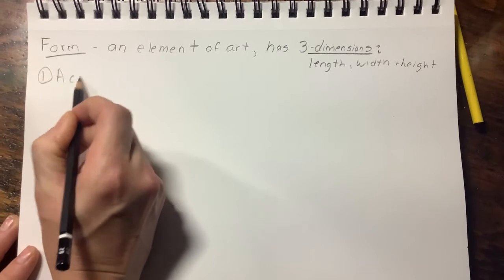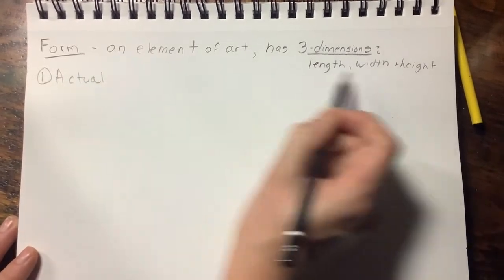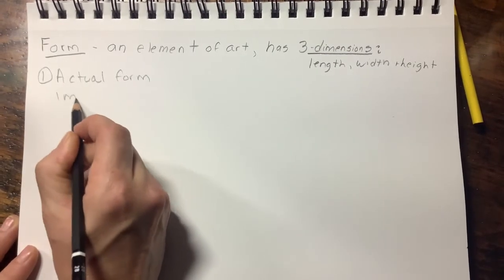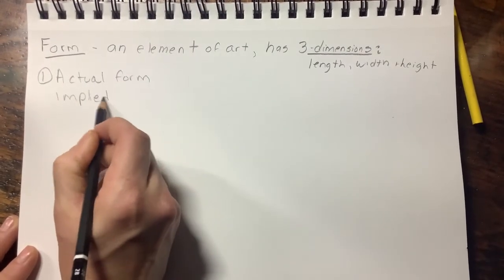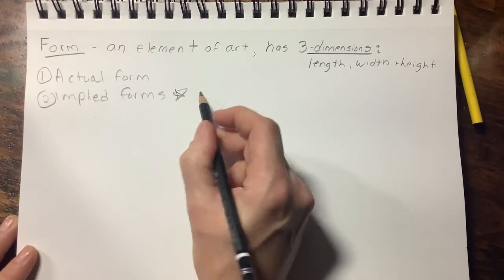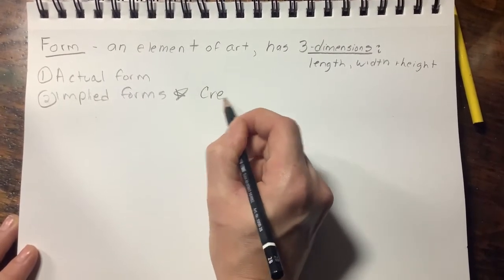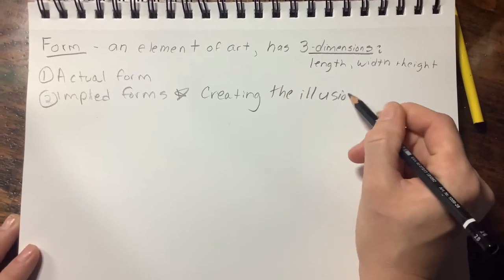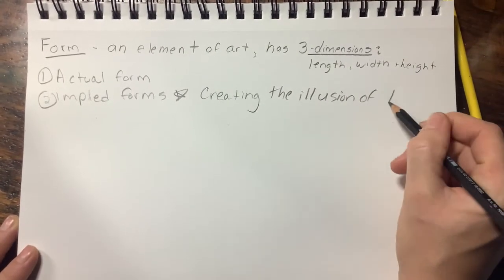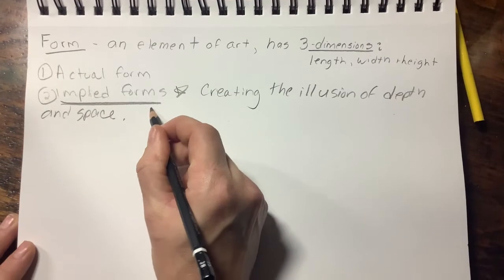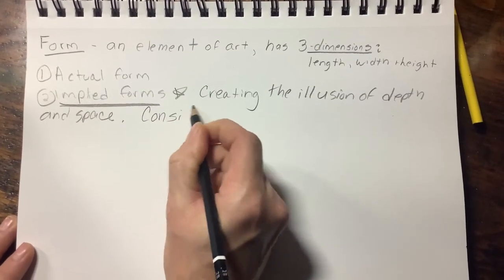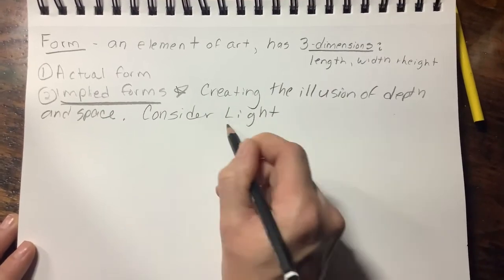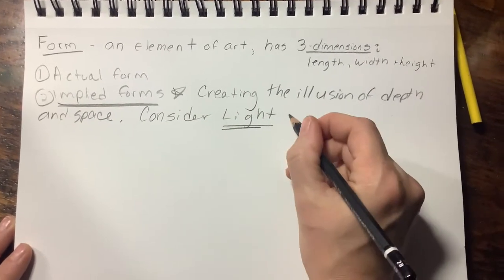Actual forms, like the definition here. And then there's implied forms. So that means creating the illusion of depth and space. So we have to consider light here. That's why having a really good light source when drawing objects is important.